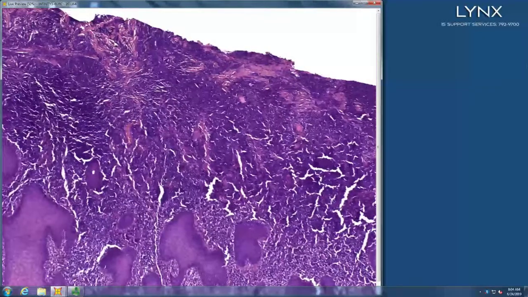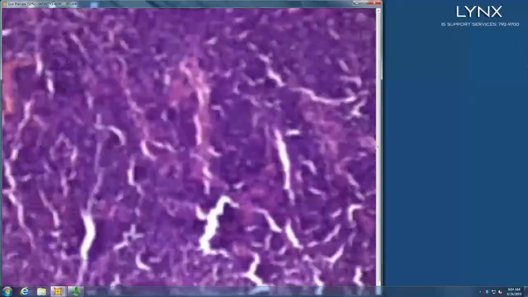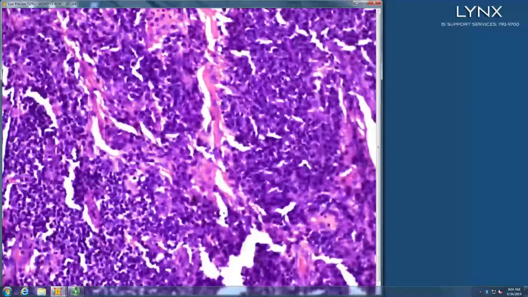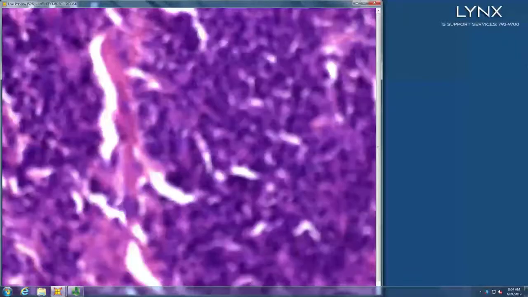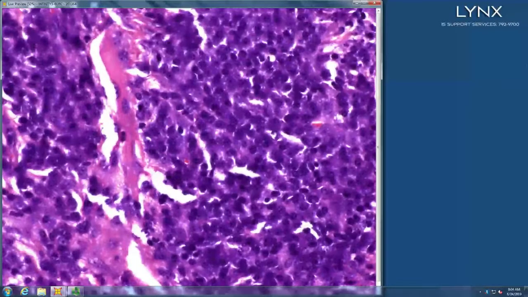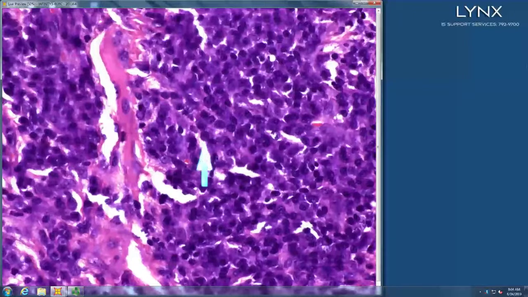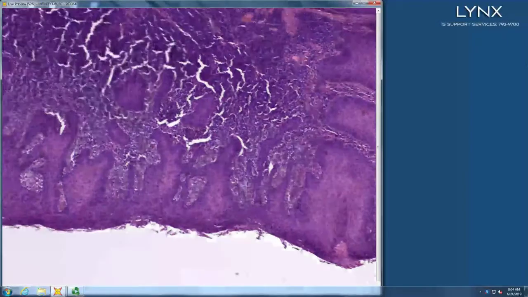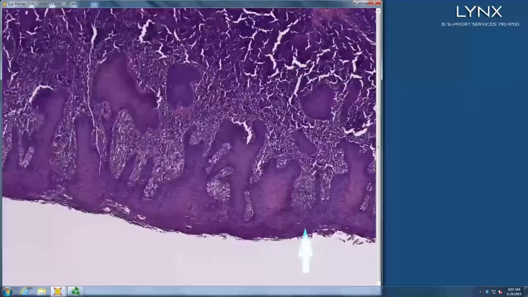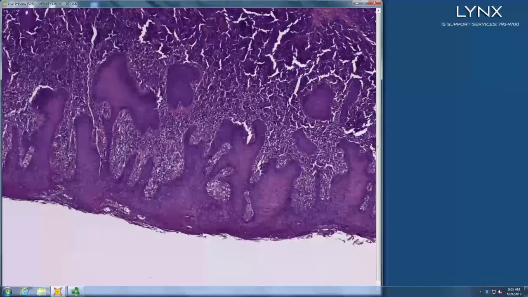Sheets of blue cells, and so what are those blue cells? Judging by the nuclear chromatin pattern, and the paranuclear hof and the eccentric nuclei, it's sheets and sheets of plasma cells. And syphilis. That is exactly what this is, syphilis. Very good.